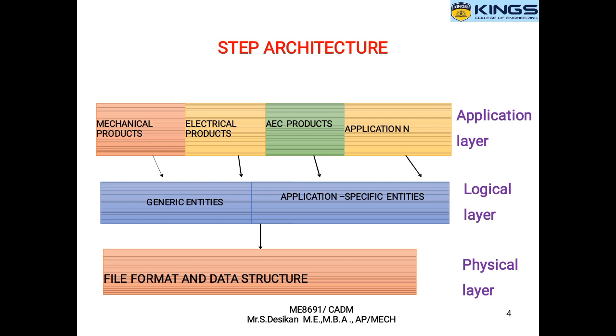Then all this data is collected and sent to the logical layer, where it is subdivided into generic entities or application-related entities. Then it goes to the physical layer, where the file format and data structure are assembled and the product data is created. This is the basic STEP architecture. This is very important. It was asked as a 13 mark question in the 2019 Anna University June arrear exam.